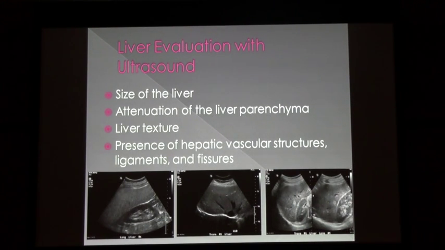Liver evaluation with ultrasound. So generally we look at the size of the liver. There are measurements that can be done from the diaphragm to the tip of the liver. We look at the attenuation of liver parenchyma, liver texture, and the presence of hepatic vascular structures, ligaments, and fissures.